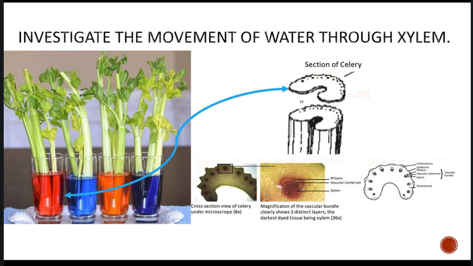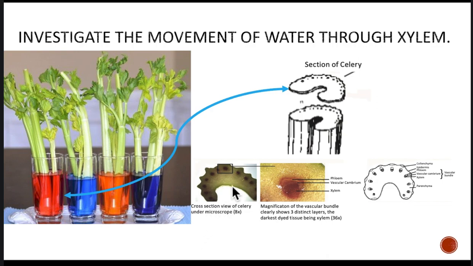The next investigation consists of the movement of water through the xylem. There have been questions in the past where you place a plant material in a dyed solution and then you try to spot which section of the plant has been transporting the dyed water. You would expect the dyed section of the plant material to be mainly xylem, right? Because it transports water and minerals from the roots to other parts of the plants.